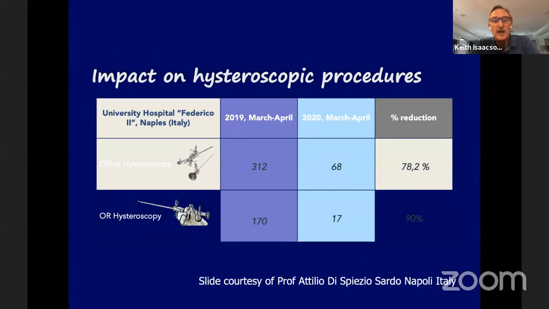So having said that, and this is a slide from Attilio Despizio in Italy, we still see a reduction in our hysteroscopic procedures since COVID. It was about a 78% reduction in the clinic over in Italy. Much of that is because patients were nervous to come into a hospital setting, afraid that there was a lot of COVID floating around. In our institution, that is now getting back to more of a normal environment. We're seeing normal volumes.